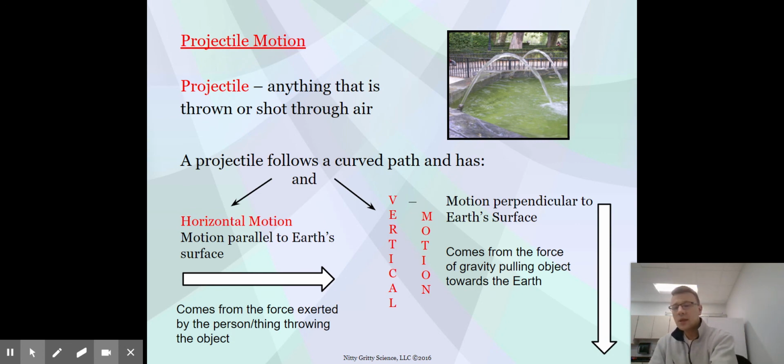So that horizontal force is something that I apply to the object. The vertical force that acts on it is from the Earth pushing down. And so that's why you're going to see that curved path there. There's obviously a lot more that has to do with projectile motion, but that's just a brief introduction to it.